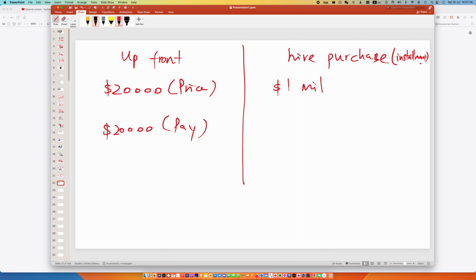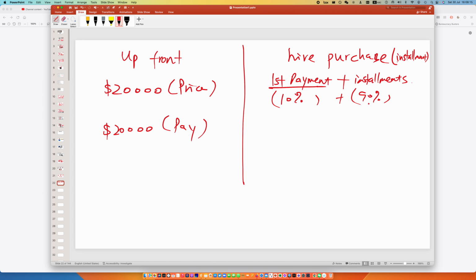Installment plan is I can put down a little bit of money, then I pay later monthly. Okay, so hire purchase, you just remember, is kind of like I pay my first payment plus installment. Generally the first payment is maybe 10%, it really depends on the scheme. Okay, so the installment will be 90%.